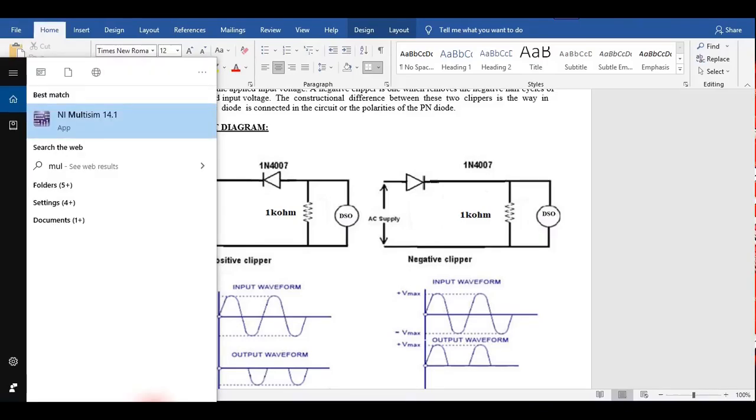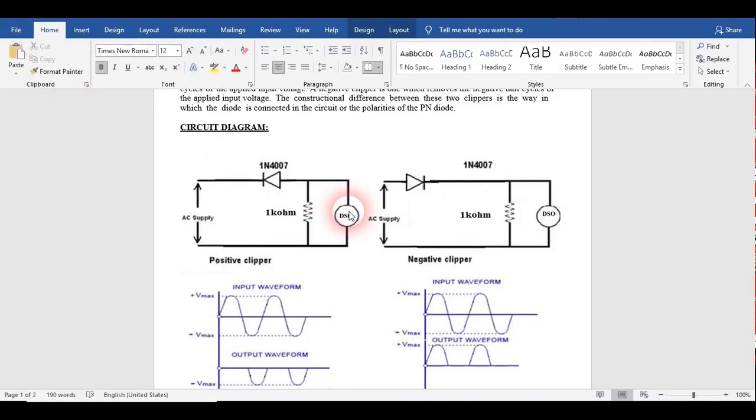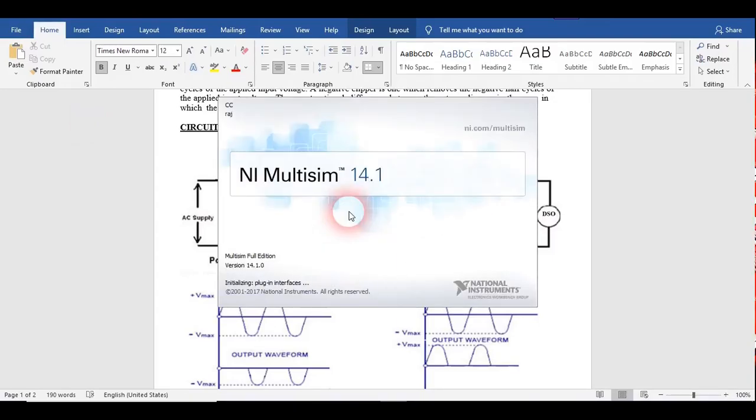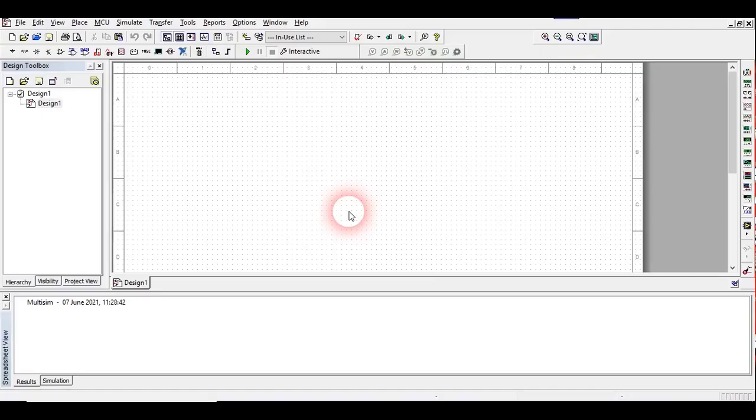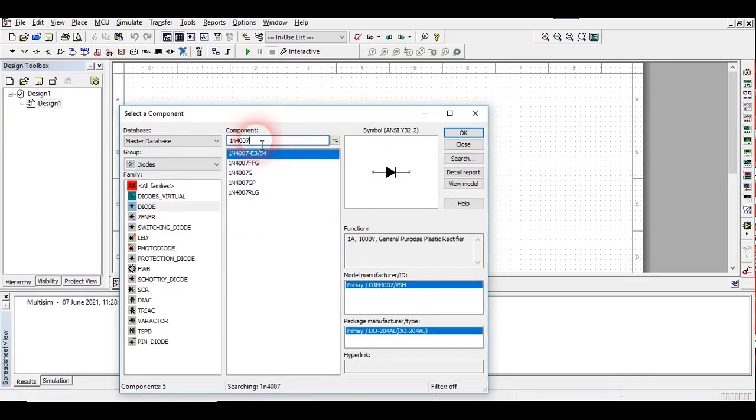So I am going to switch on my Multisim here. This is the Multisim window, and here I am going to perform the experiment. Firstly, I am going to choose the diode, the silicon diode. The number is 1N4007.